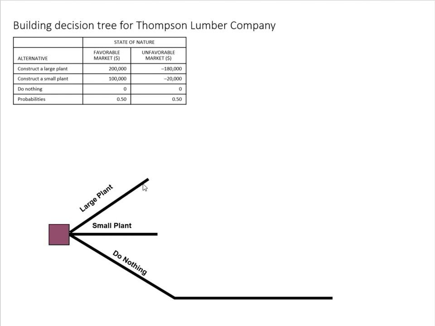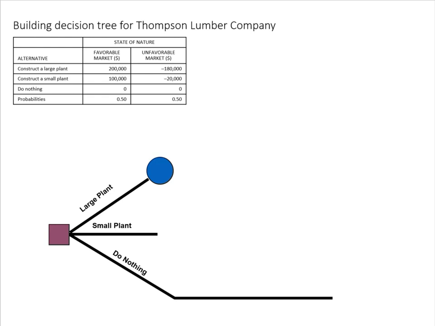If it builds a large plant, what happens next? Well, we know once a plant is built, the company will realize whether the market is favorable or not. So, is this a decision or an uncertainty? Just let me remind you, a decision is the event that you can control or determine the outcome. An uncertainty is an event that you cannot control the outcome. Here, whether the product is favorable or not is not something you can control. So it is an uncertainty. So I'm going to draw a circle following this branch to represent this uncertainty.